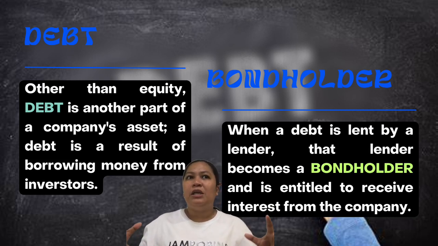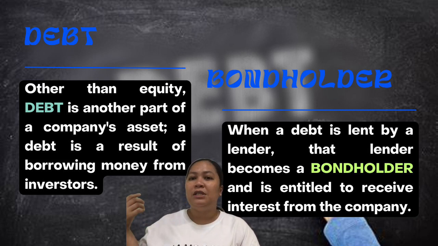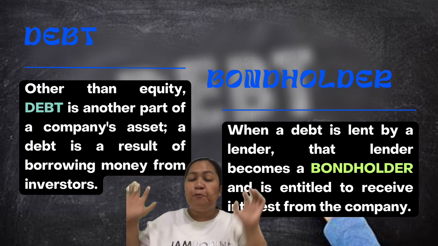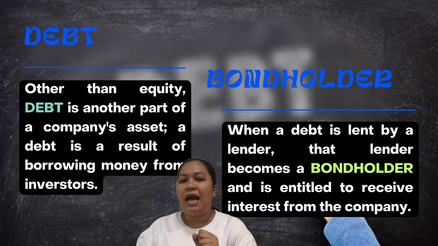So, when we start up a company, it does not mean that you invest only your own money. Sometimes there are companies that, when they were just established, sold debts that were used to build the company. So, that is called debt. Now, this debt is another part of the company's asset. Meaning, debt is still an asset of the company.